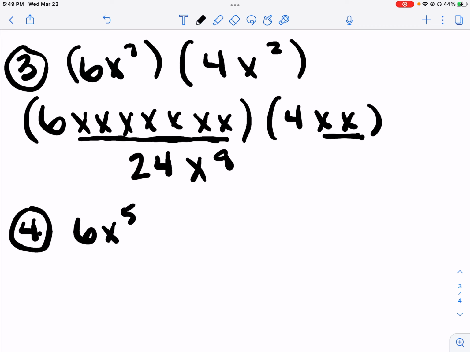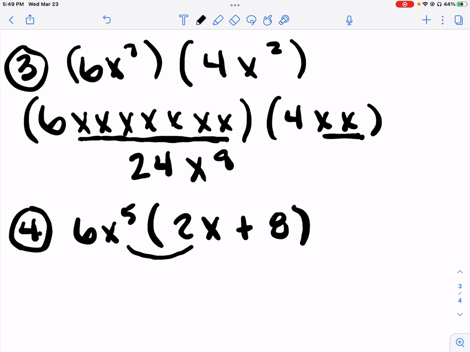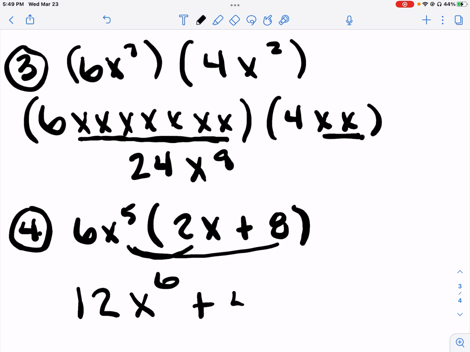6x to the 5th times 2x plus 8. Okay, we're going to distribute the 6x to the 5th times 2x. 6 times 2 is 12. And if we had x to the 5th times x, that would be 5, and then one more would be x to the 6th. And then 6x to the 5th times 8. 6 times 8 is 48.